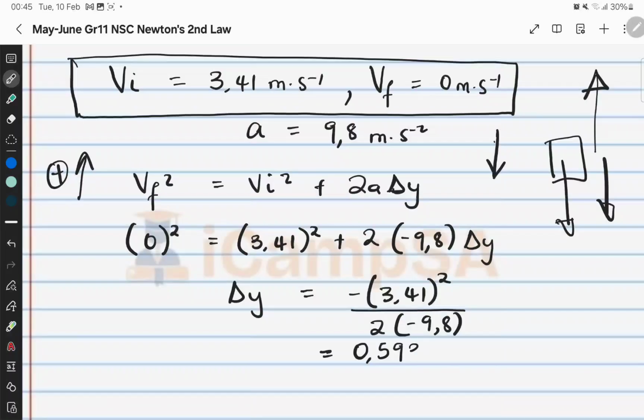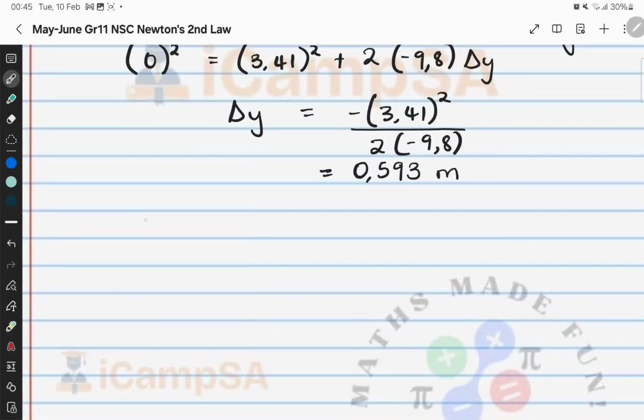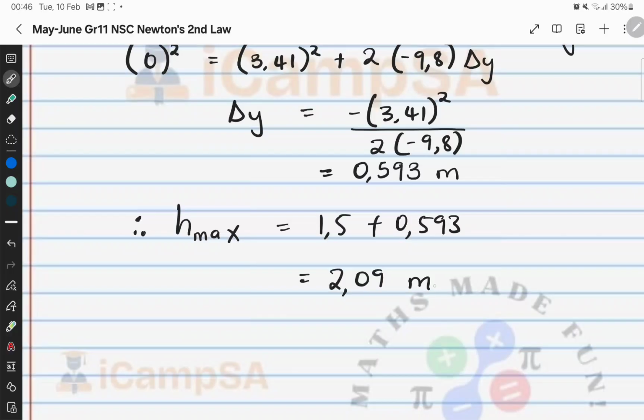Actually, let's do that. Therefore, the max height is 1.5 plus 0.593, which should give us 2.09 meters above the ground. So this is what you would get.